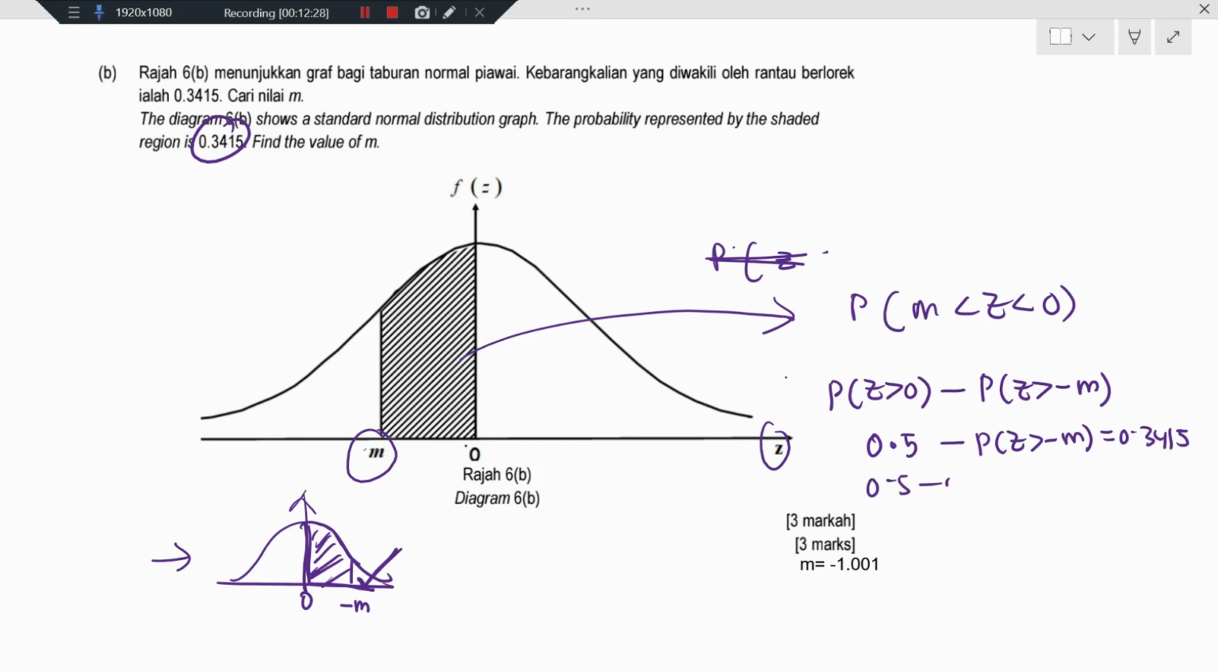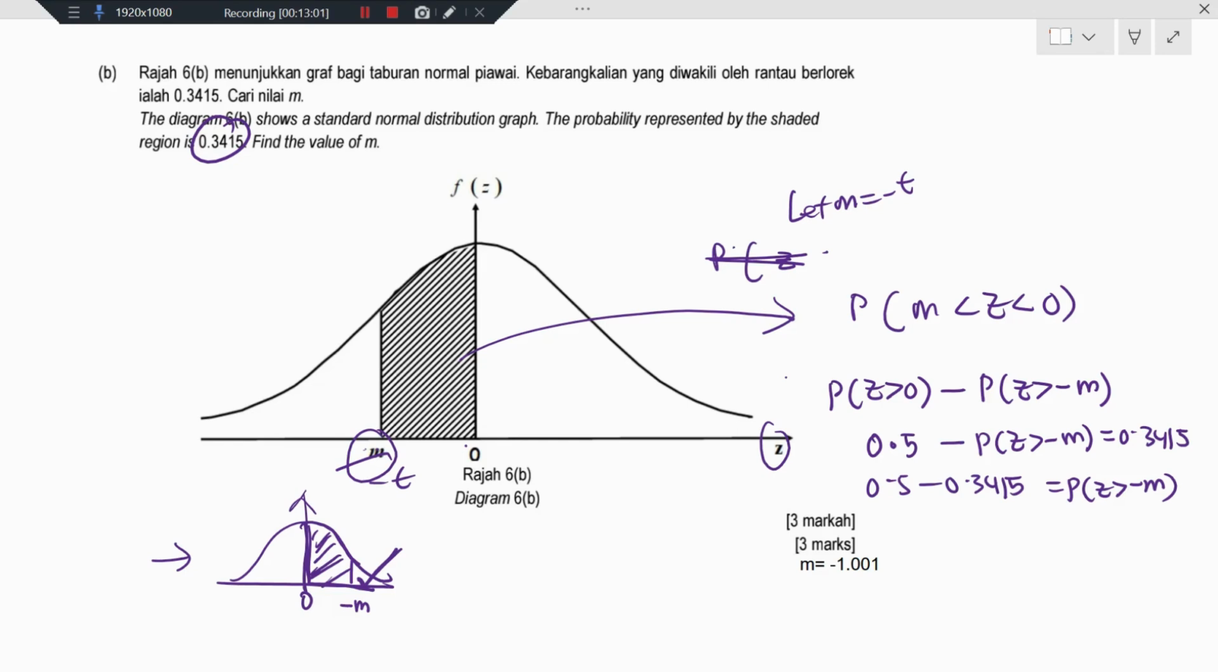So 0.5 minus 0.3415 is equal to probability z greater than negative m. Don't ask why negative m, because when you reflect, the symbol will change. That's why I don't like this type of question when they force us to use this. What we'll do is transfer this negative t and become t, right? You also can do that. You maybe can let m equal to negative t first, and then do as usual. Okay? It's up to you. It's okay. It's not that bad.